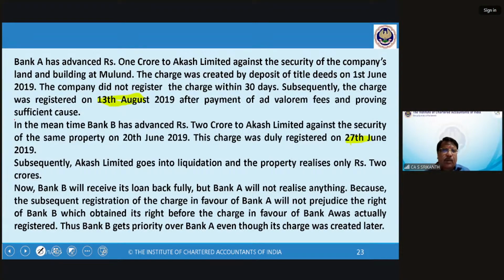Now, Bank A has advanced rupees 1 crore to Akash Limited against the security of the company's land and building at Mulund. So in Mulund, this company has got a property, and they have taken a loan of 1 crore. Maybe it's an apartment where the office is running, or one floor in a building, on which they have created a charge of 1 crore.